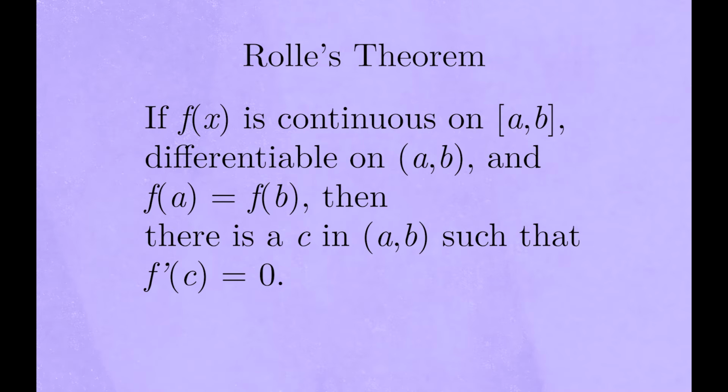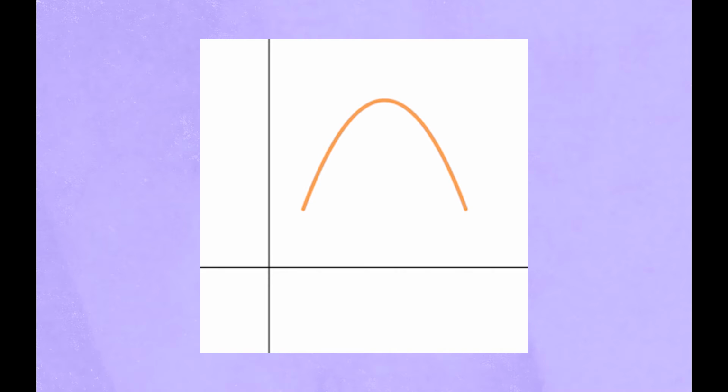This theorem statement is quite technical, so let's try to understand the geometry behind it. The theorem says that if f of x is a function that starts and ends at the same height across a region, and f of x is a smooth continuous line, then there must be a place where the tangent line to the graph is horizontal.